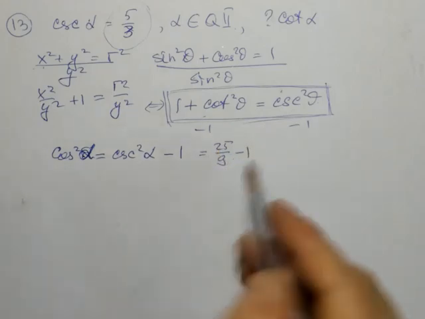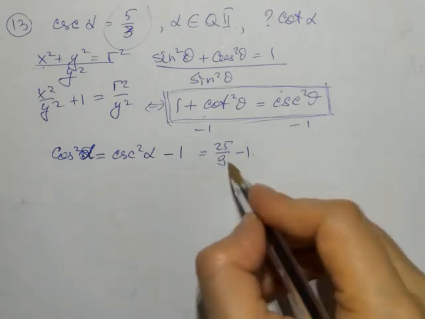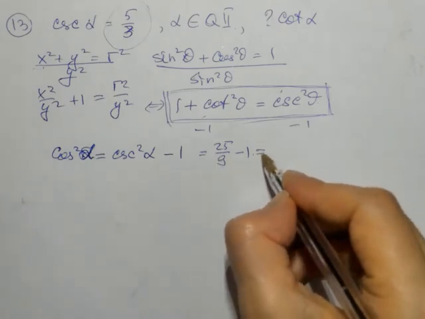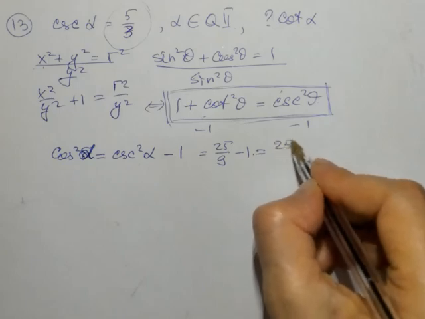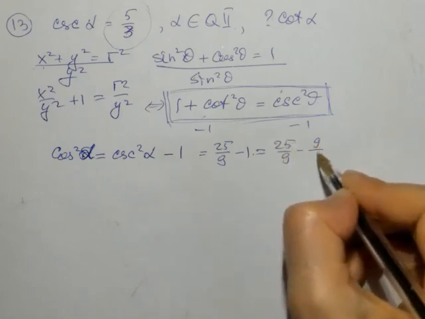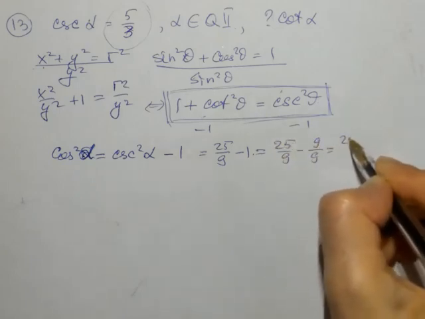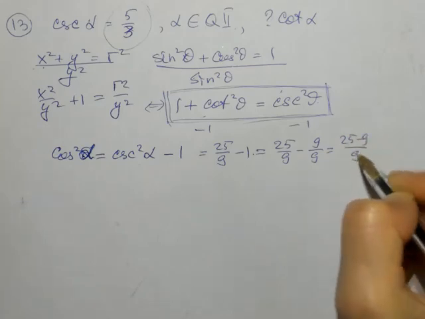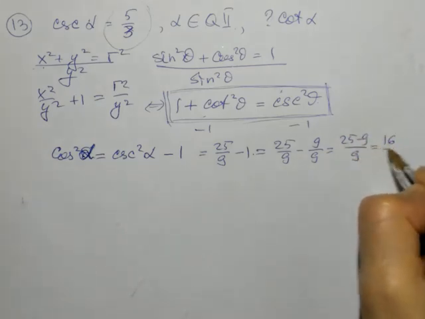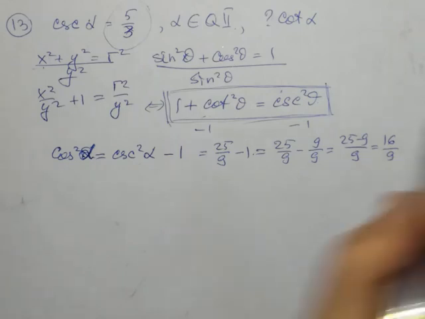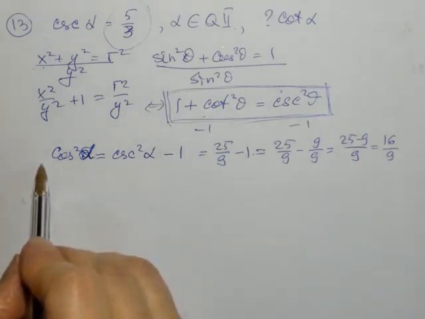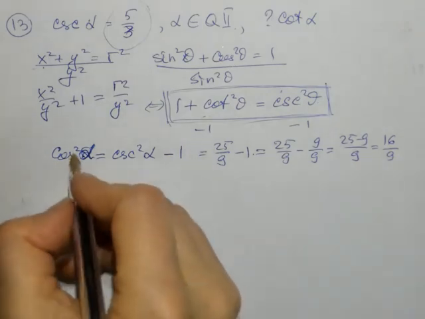To subtract, let's represent 1 as a fraction 9 over 9. 25 over 9 minus 9 over 9. 25 minus 9 over 9. 16 over 9. Now we want to find cotangent.